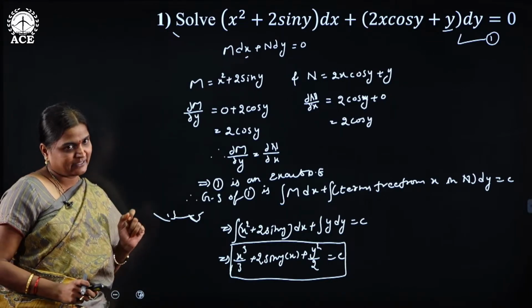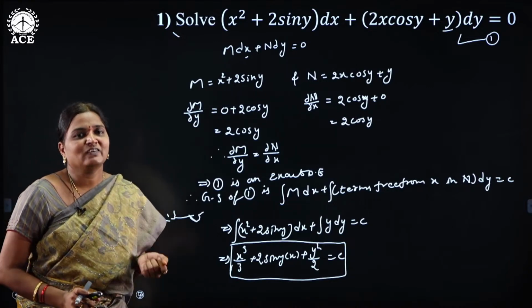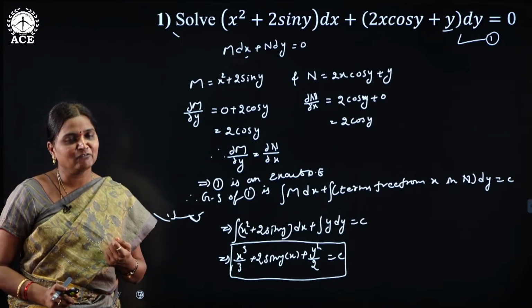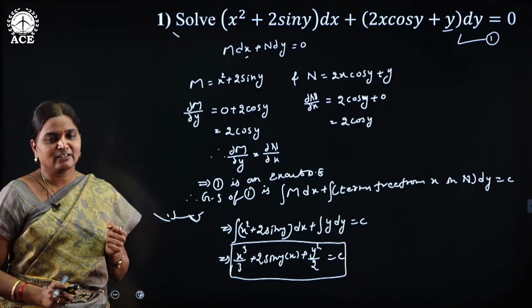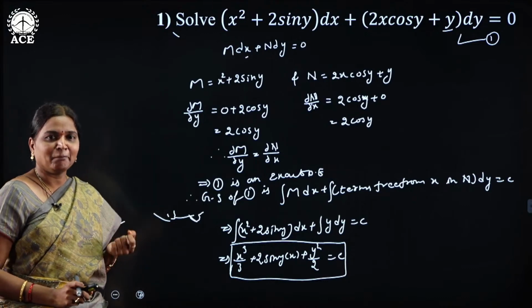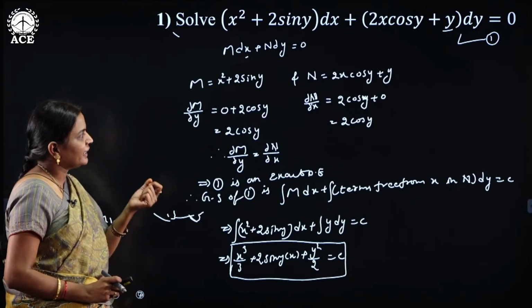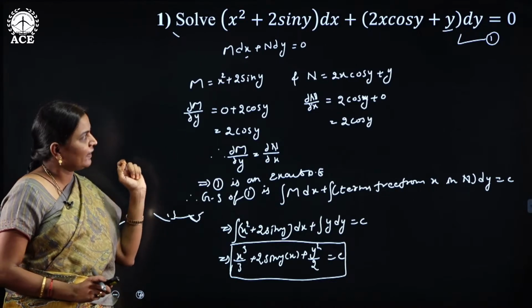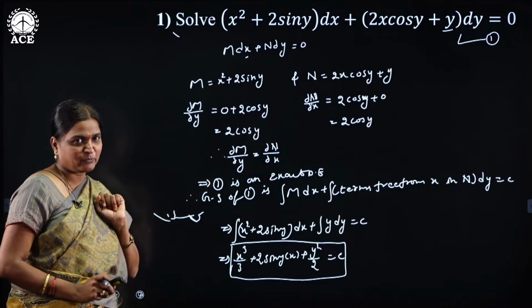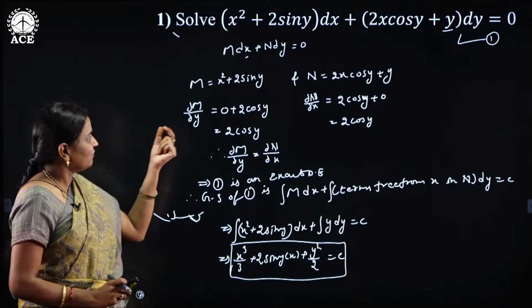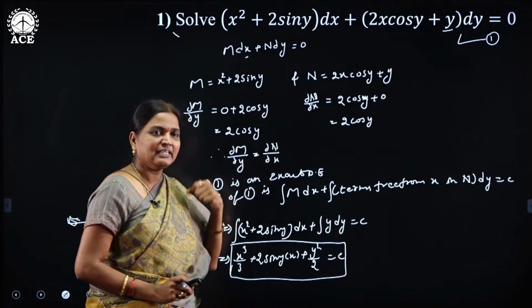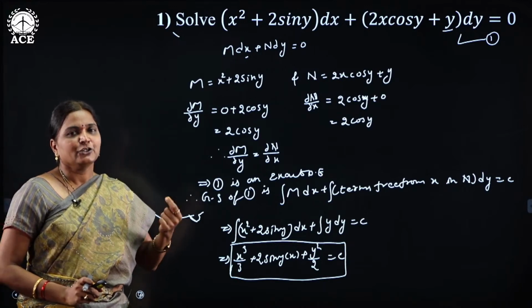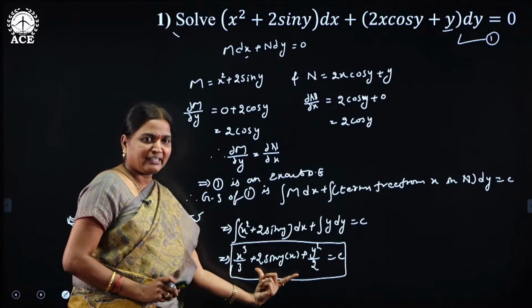What are the key points to solve this differential equation? First, compare the given differential equation with the standard form. What is the standard form? M dx plus N dy is equal to 0. Identify M and N. Next, to check the condition for exactness, partially differentiate M with respect to y, partially differentiate N with respect to x, and check the condition. If these two partial derivatives are equal, then the given differential equation is called exact. When it is exact, using this formula, write its general solution.